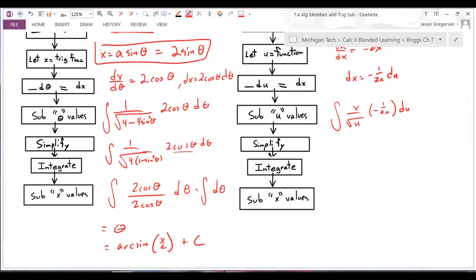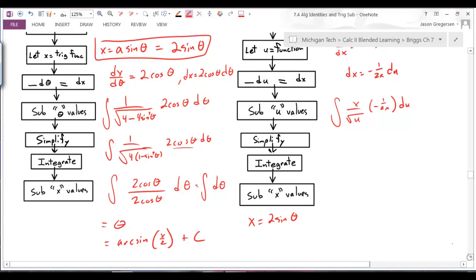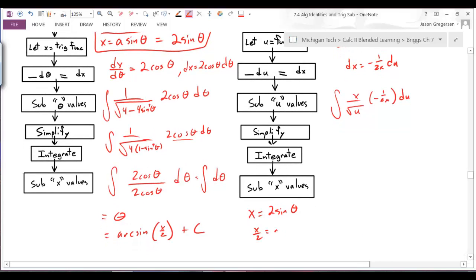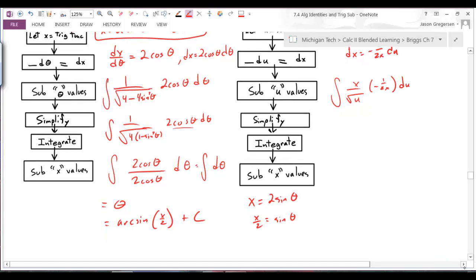Any questions about that? How did you get back to the x? Let me grab this over here. I started with this substitution, right? So if I want to solve that for theta, I divide both sides by 2, and I take the arc sine of both sides. Then I get arc sine of x over 2 equals theta. Okay? Thank you. I was kind of pointing and talking, but I wasn't ready.